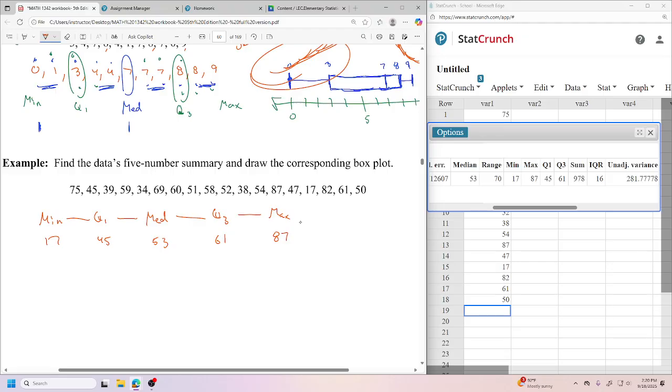As far as a box plot, I'm going to try hard. It's not going to be great, but let's say this is 0, and we're going to go almost to 100. I'm going to go by tens: 10, 20, 30, 40, 50, 60, 70, 80, 90, 100, and this is definitely not perfect. We're just going to get kind of close. So 17, 45, 53, 61, 87, somewhere around right here probably. And I make my little boxes. There we go.